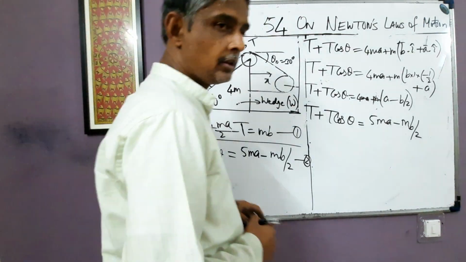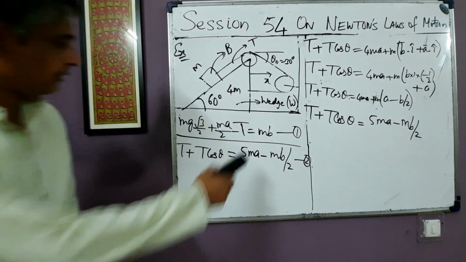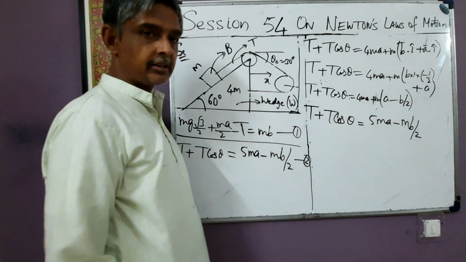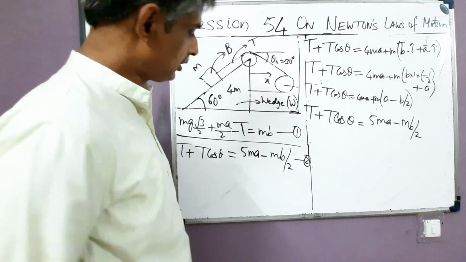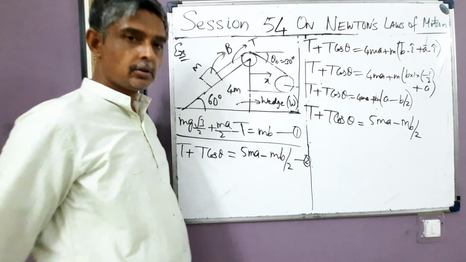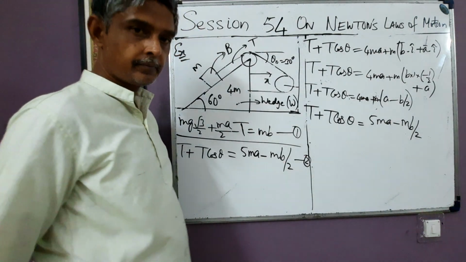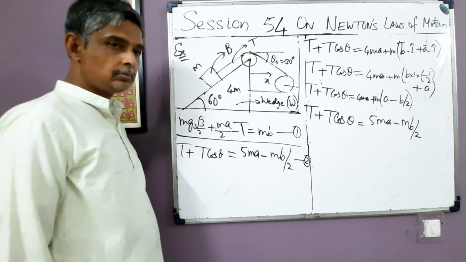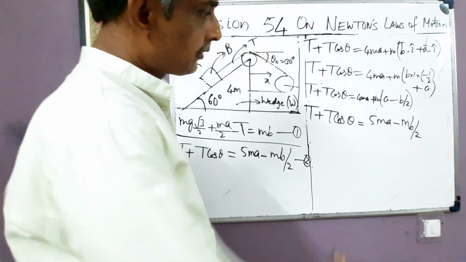Alright. Fine. Now count the number of unknowns. A, B and T. 3 unknowns are there. So we need 3 equations. 2 equations we have obtained from Newton's law. Now we have to obtain one more equation. For that, what do we do? We write down the constraint equation.